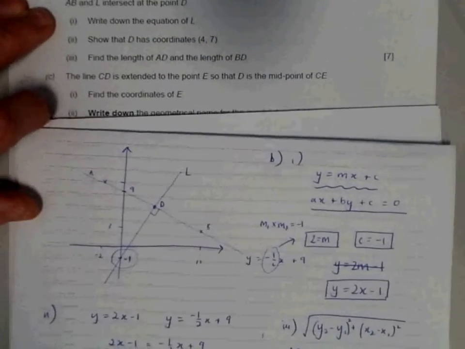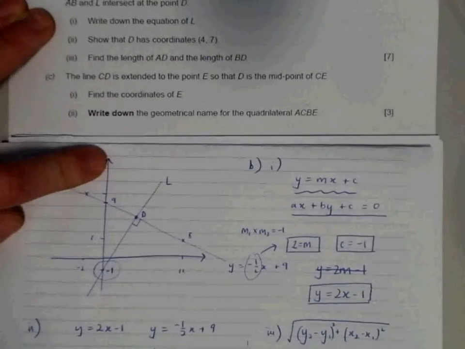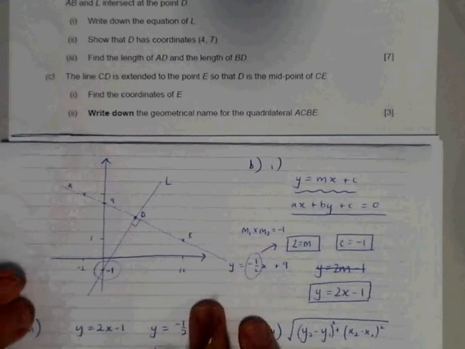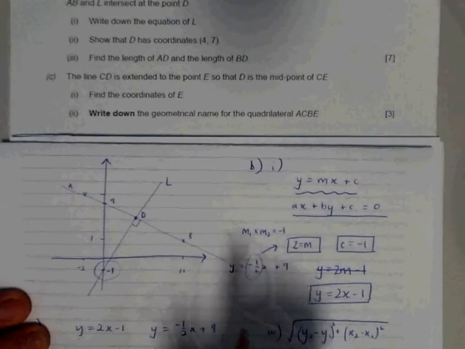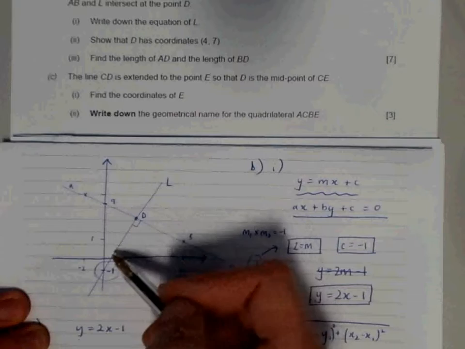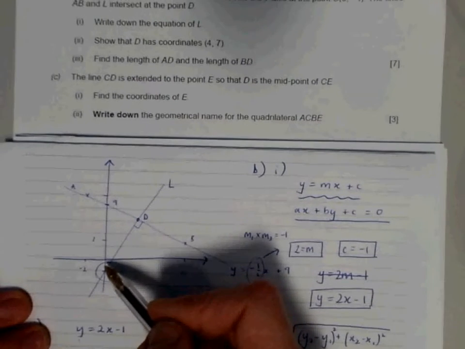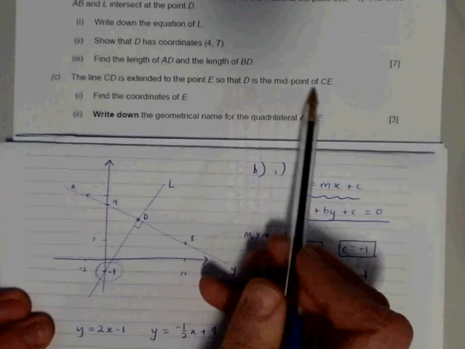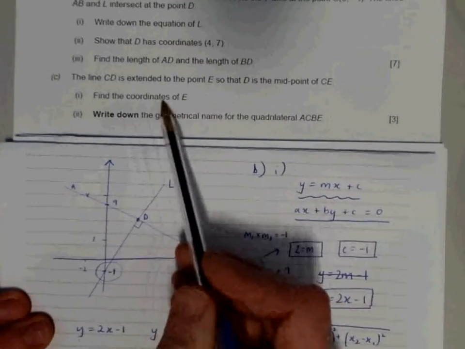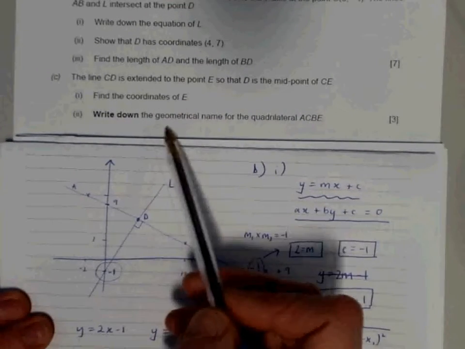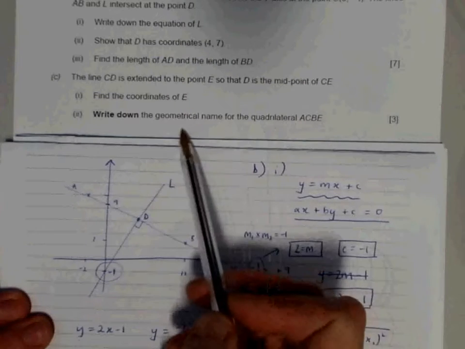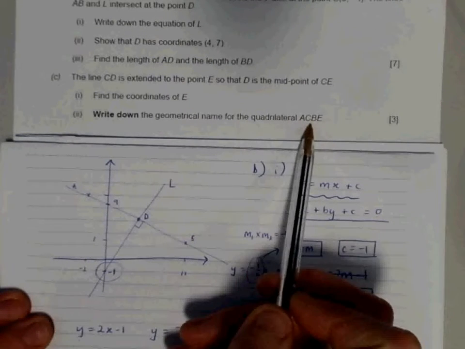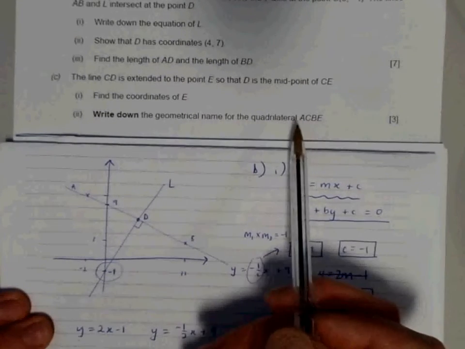The last bit of that question said the line CD is extended so that the point E is on the line CD. Okay, where was C? Do we know where C was? Can't remember. So that D is the midpoint of CE. Find the coordinates of E. Write down the geometrical name for A, C, D, E.